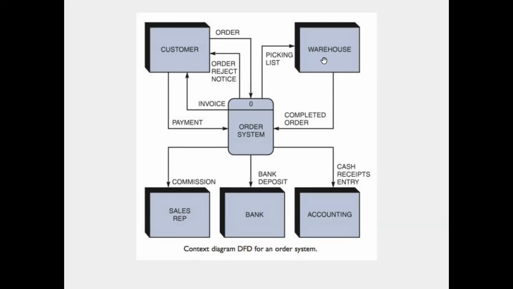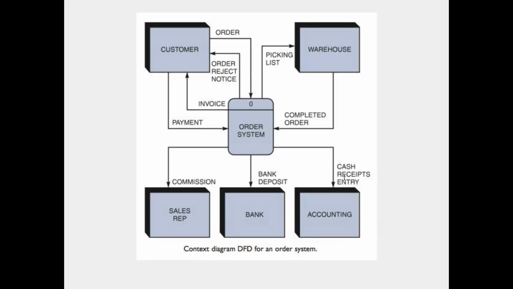And now, once your payment is done, the system can get the item from the warehouse and complete the order, and the payment information is distributed among 3 places. First, there'll be a commission for the sales rep, then a bank deposit, and then an entry for accounting purposes. So as you can see, this context diagram gives you a high-level overview of how your system works.